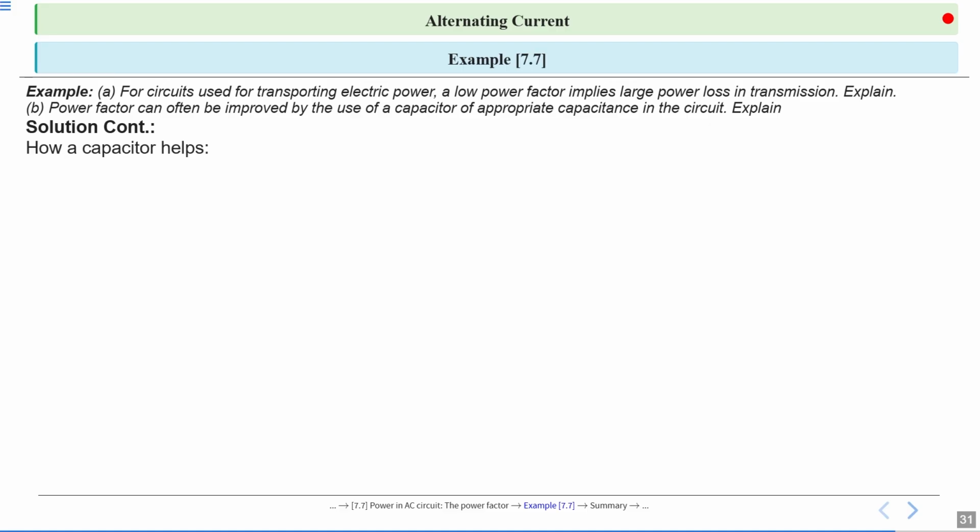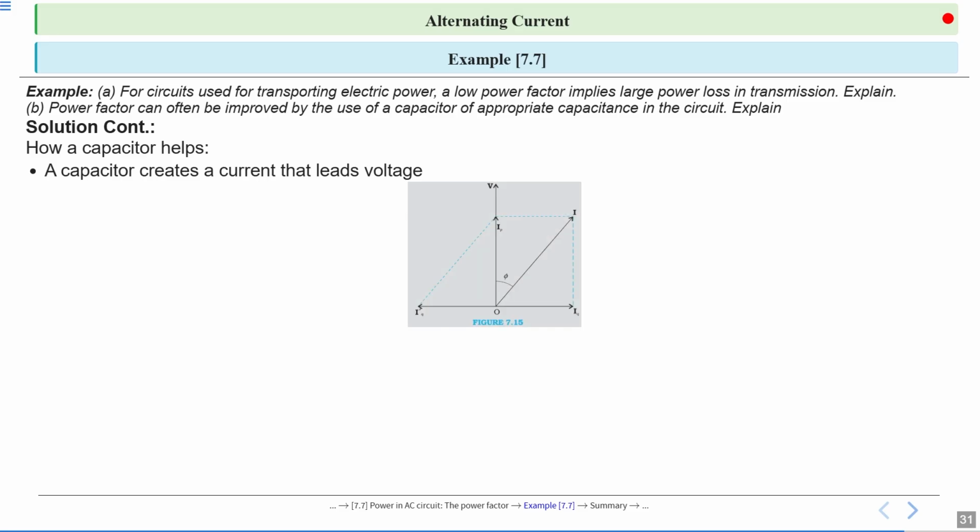So how does a capacitor help? They have asked in the question how power factor can be improved by the use of a capacitor. A capacitor creates a current that leads the voltage by pi by 2 angle. So this IQ dash, this component of current, will be given by this capacitor. In a capacitor, the current will be leading this voltage V. So a capacitor produces a leading current, a leading component IQ dash.